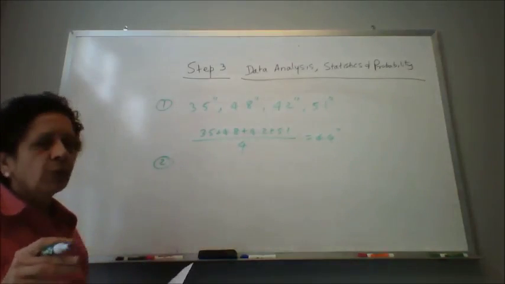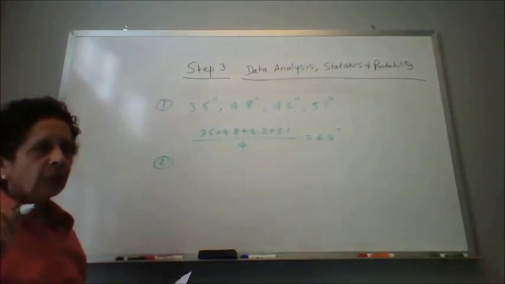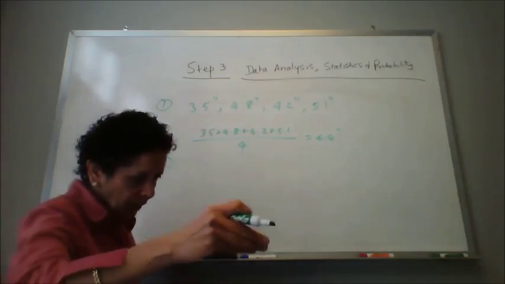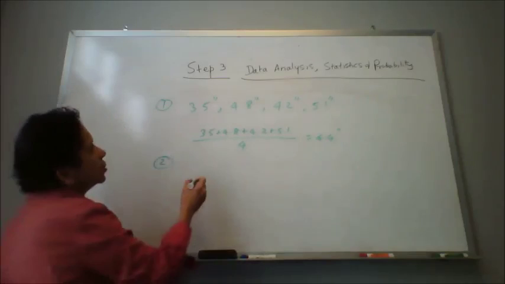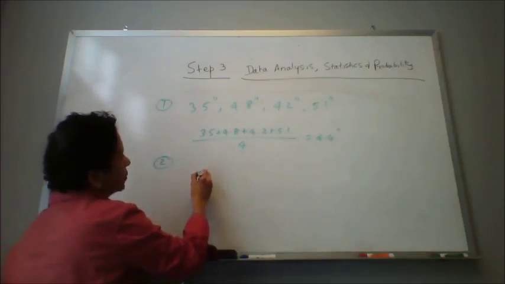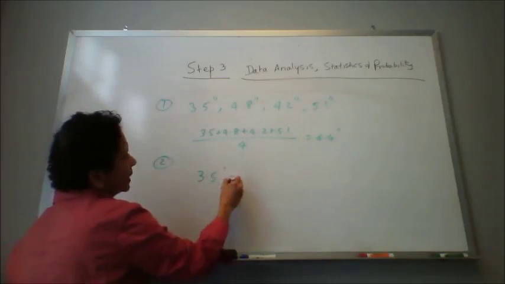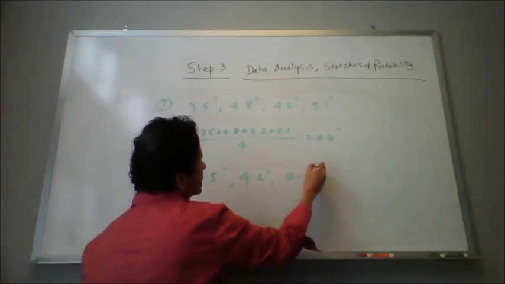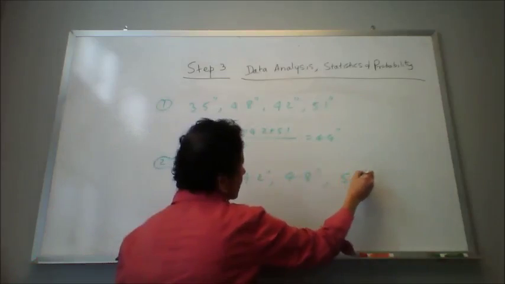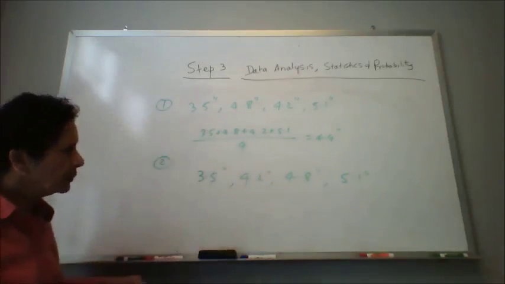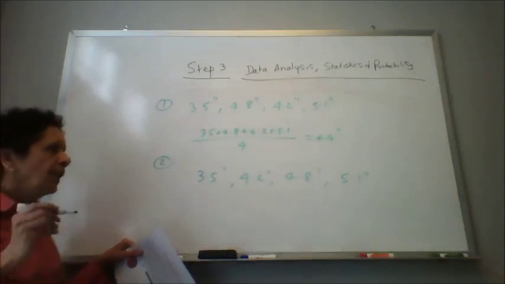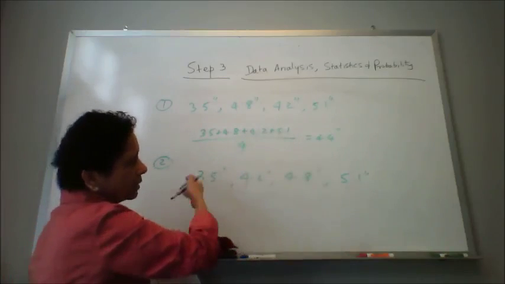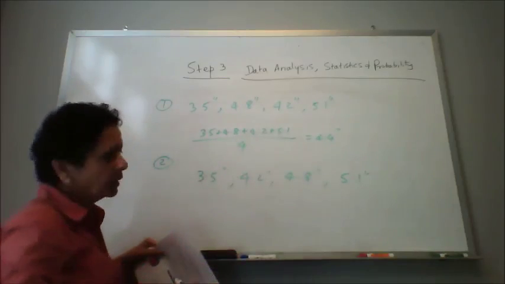The first thing we need to do, whenever you do the median, you need to remember to put the data in order. So you put the lowest number first, 3.5, the next is 4.2, the next is 4.8, and the next one is 5.1. Median is defined as the middle value. So in this case, there are 4 data points.